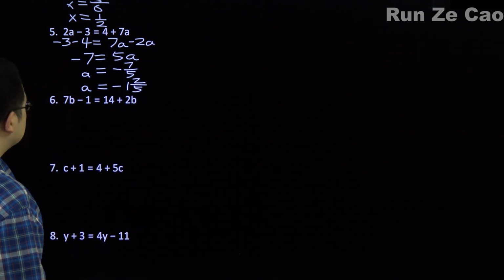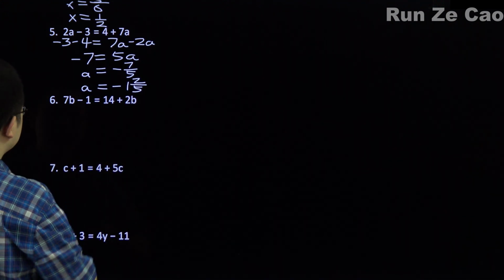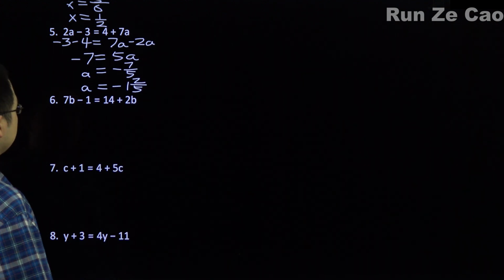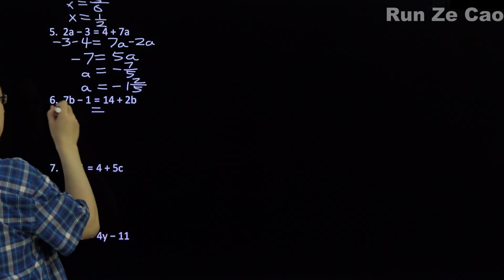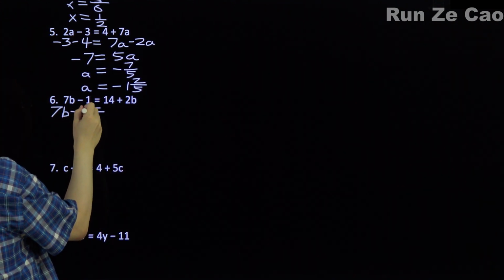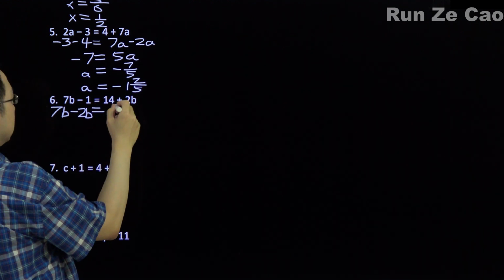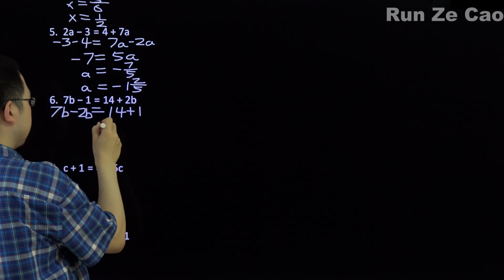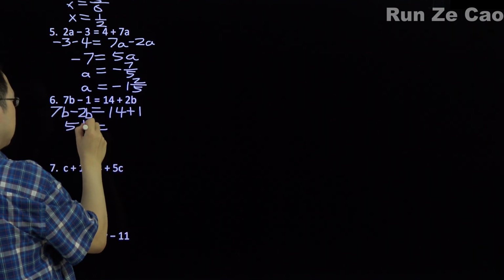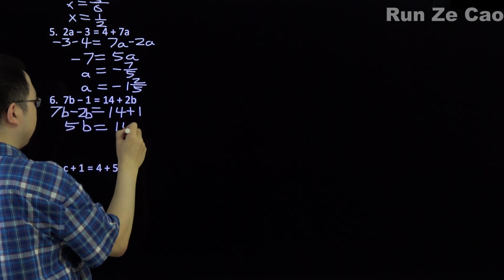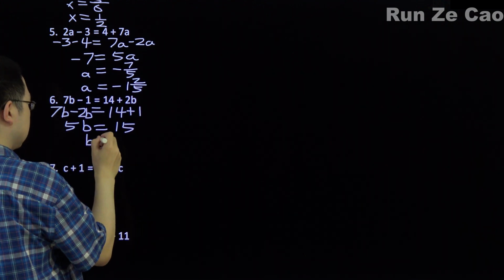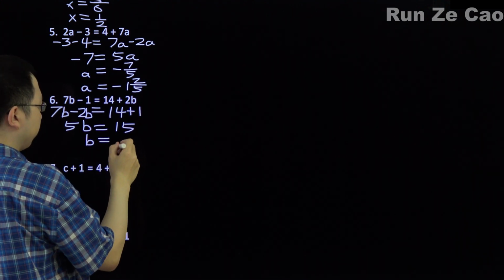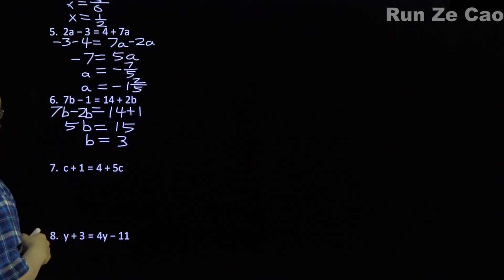Okay then. What about 7b minus 1 equals 14 plus 2b? Well, you got 7b minus 2b is equal to 14 plus 1. So 5b is equal to 15. b is therefore equal to 15 over 5, or 3.